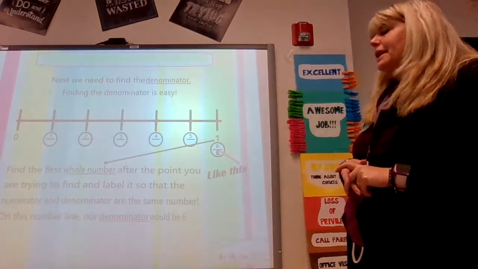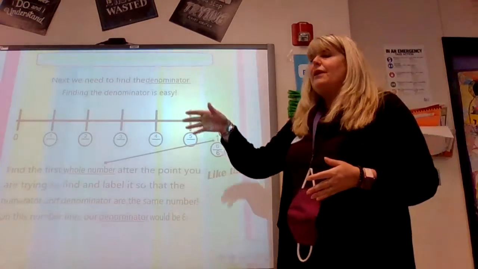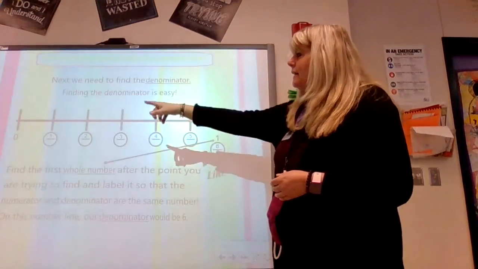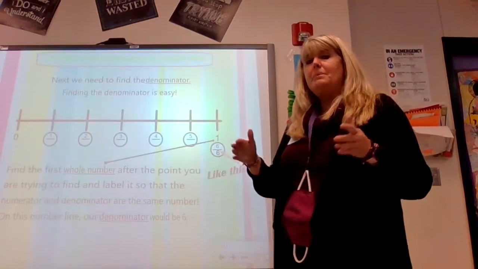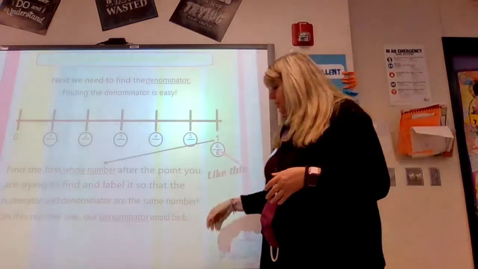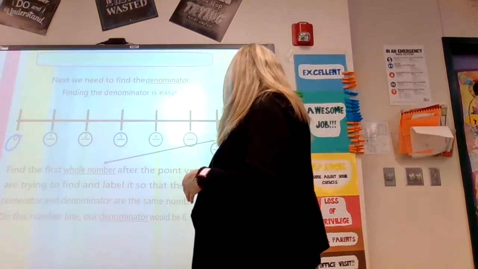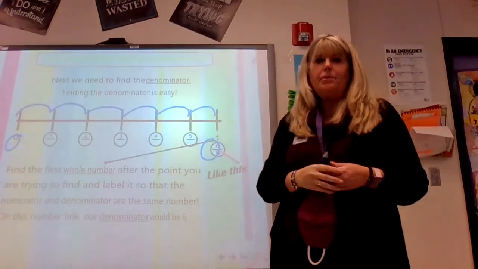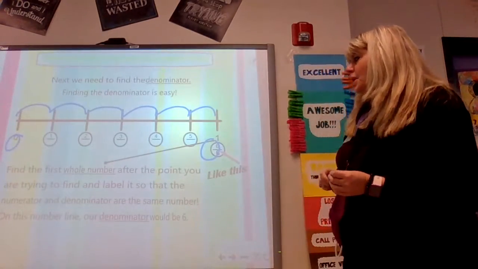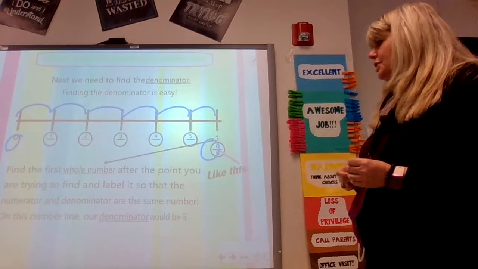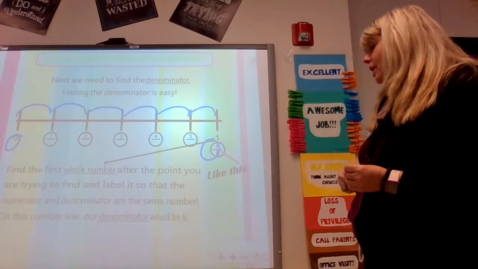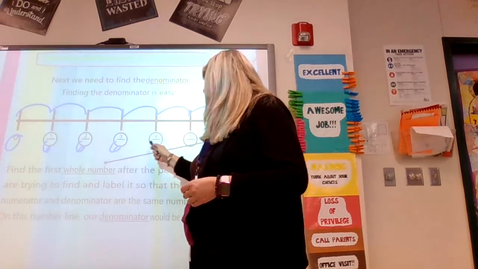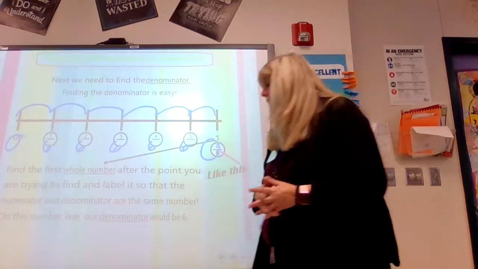Okay, next we need to find the denominator, and we already talked about that. Denominator is: find your benchmarks, do your hops, and how many pieces does that equal. So when we look at it, again, we would circle 0. We would circle 1 because those are our two benchmarks. When we would do our hops, and notice it's 6. It's really important, guys, that you do your hops. So find the first whole number after the point you were trying to find and label it so the numerator and the denominator are the same number. On this number line, our denominator, of course, would be the 6. Okay, let's go on.